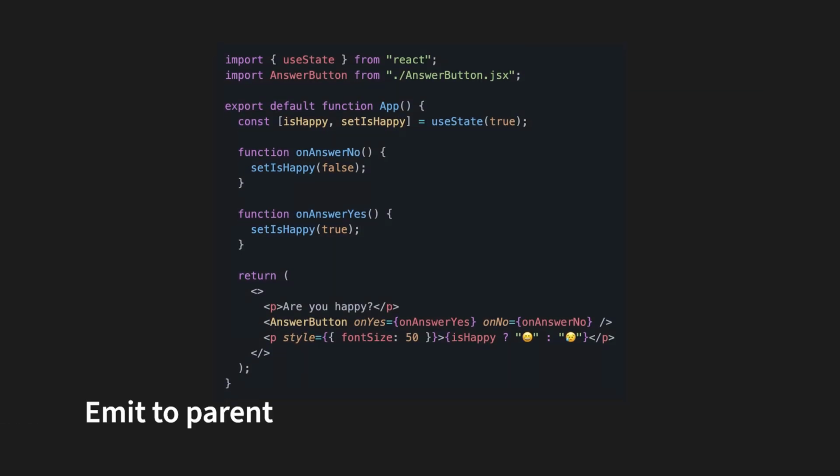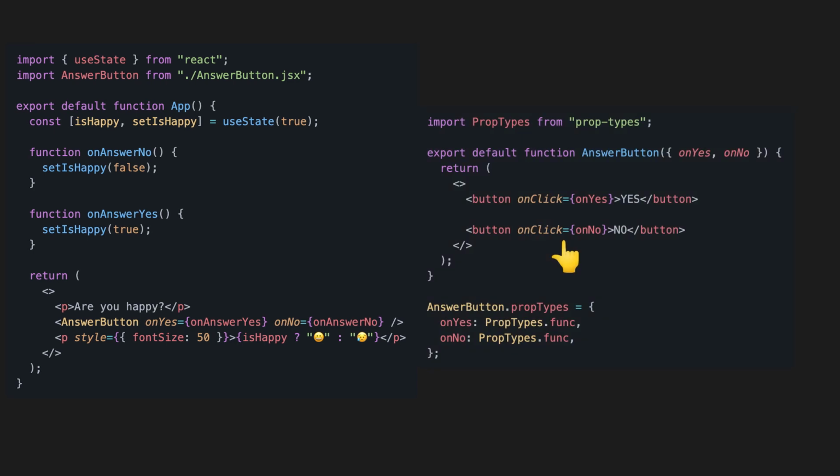Let's compare how both frameworks handle child-to-parent communication. In our React example, the parent component manages a state variable, isHappy, using useState, and defines two callback functions, onAnswerYes and onAnswerNo, to update the state. These functions are passed as props to the answerButton component. When a user clicks either button, the corresponding callback fires, updating the parent's state and re-rendering the smiley face accordingly.